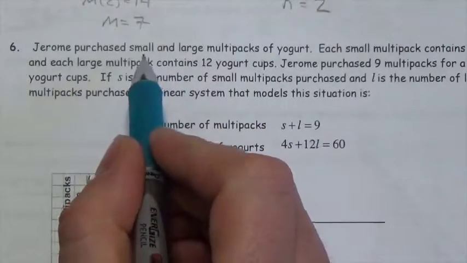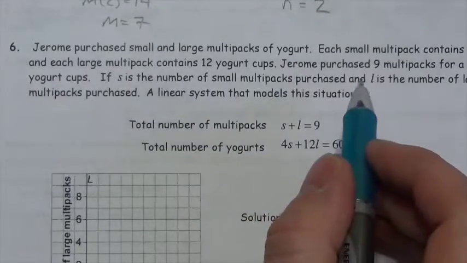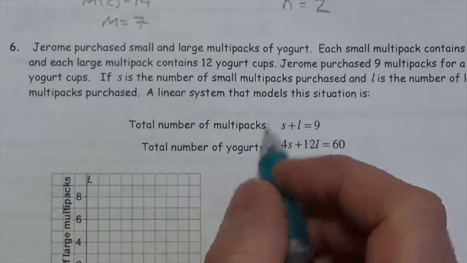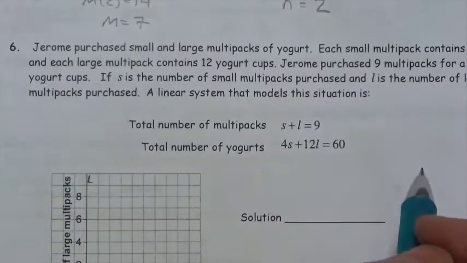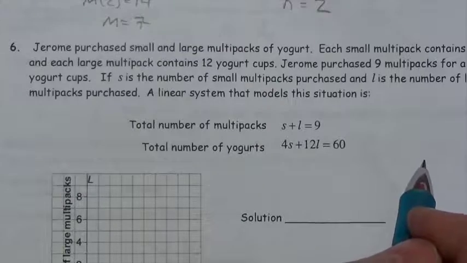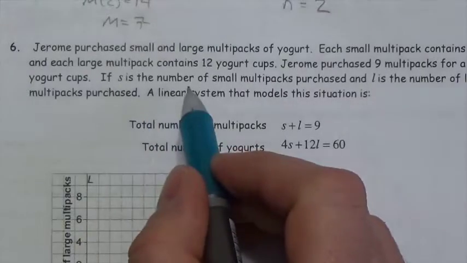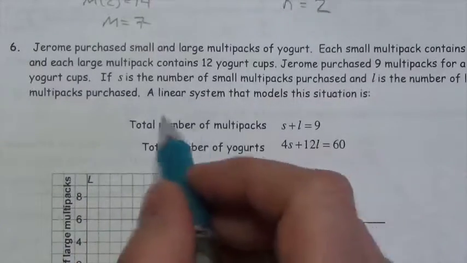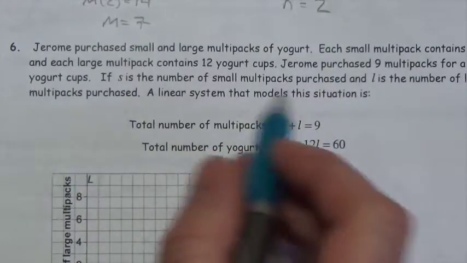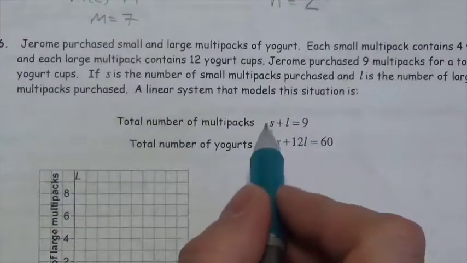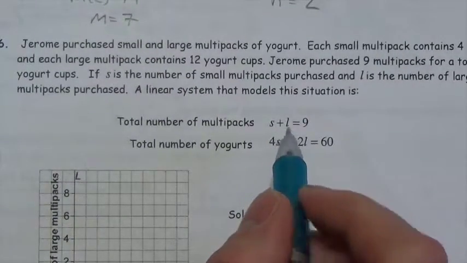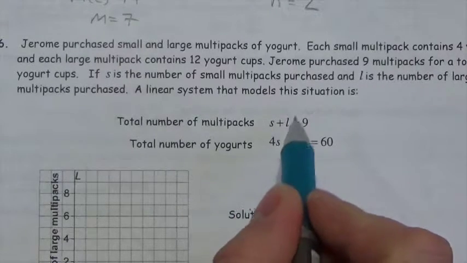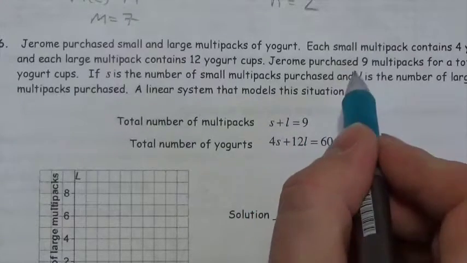Jerome purchased small and large multi-packs of yogurt. Each small multi-pack contained 4 yogurt cups and each large one contains 12 yogurt cups. Jerome purchased 9 multi-packs for a total of 60 yogurt cups. If S is the number of small multi-packs and L is the number of large multi-packs purchased, a linear system that models the situation is... Okay, so think about what's going on here. If you've got S plus L, the number of small multi-packs plus the number of large multi-packs, we know that that's equal to 9 because that's what we were told.